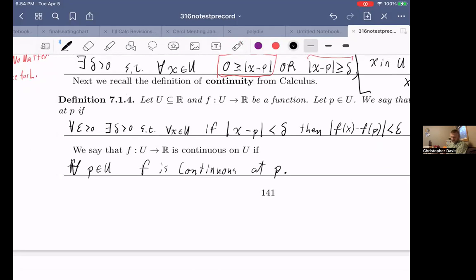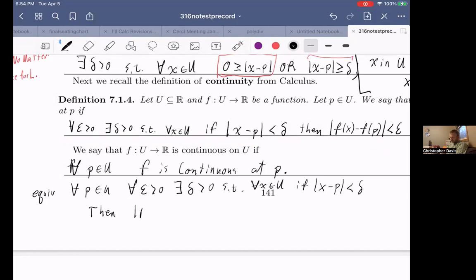Or expanding that a little bit, for all p in U, this has to happen. For every p in U, for every epsilon bigger than 0, there exists a delta bigger than 0, such that for all x in U, if the absolute value of x minus p is less than delta, then the absolute value of f of x minus f of p is less than epsilon.